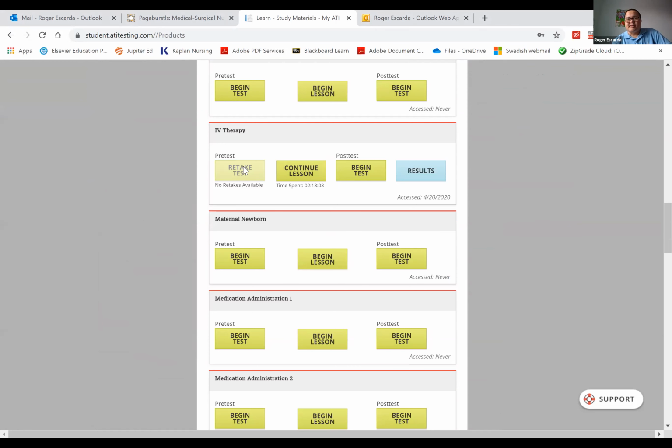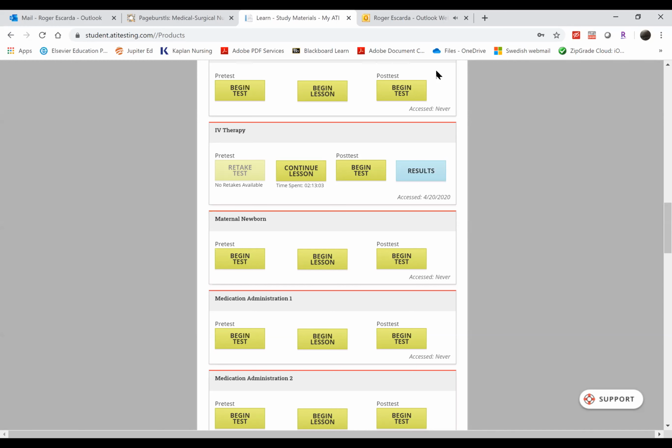The reason why the pre-test can't be taken again is because this is your baseline. ATI doesn't believe that you should be able to retake the pre-test multiple times because it doesn't make sense. Meaning it's your baseline, so that way you can see how you were before you started the module, and then see what your grade will be on the post test. Does that make sense?